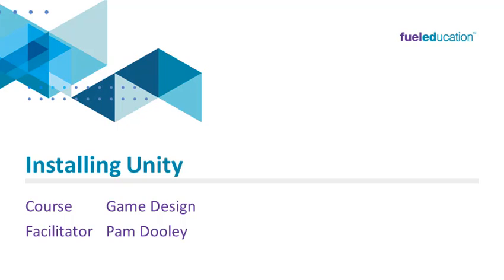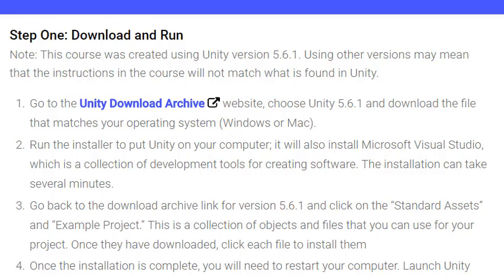Welcome to the first in the series of game design, installing Unity. The first thing that you need to do is to download the Unity program. And it's important when you look in the directions that it says to choose Unity 5.6.1. That's because if you choose a newer version, then it might not match what the lessons are telling you to do.